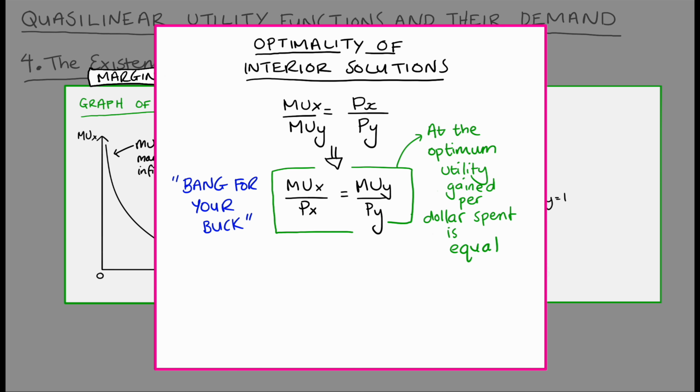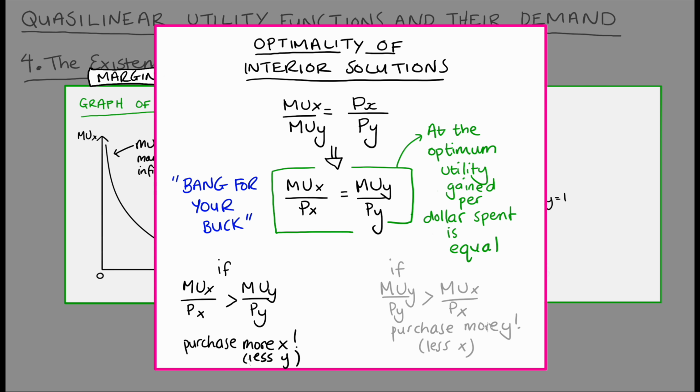So for instance, if the marginal utility gained per dollar spent on x was larger than the marginal utility gained per dollar spent on y, then we should be, if we can, consuming more x, because we're getting more bang for our buck from consuming x and less y if we're spending any money on y. And the converse is true as well. So if the marginal utility of y per dollar spent on y is greater than the marginal utility that we get per dollar spent on x, we should just be spending more money on y if we possibly can and less on x if we possibly can. That would be the smarter thing to do.